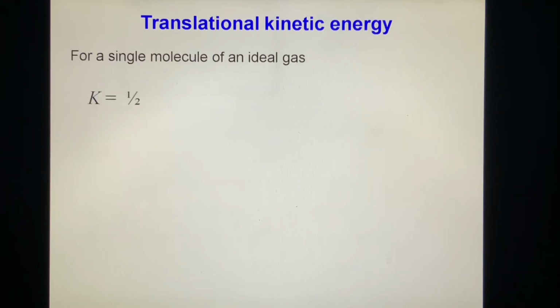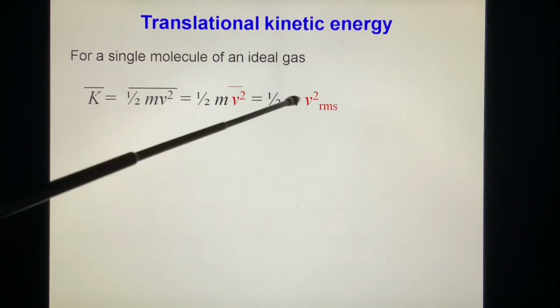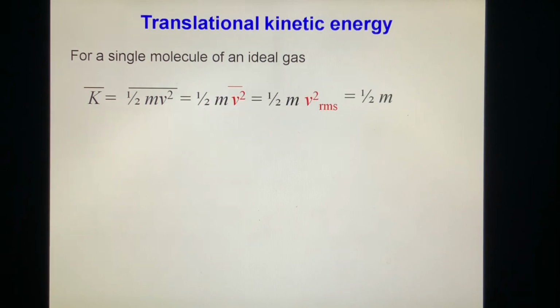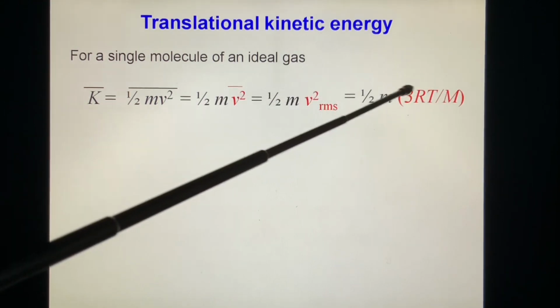Translational kinetic energy. For a single molecule of an ideal gas, we know K equals half m v squared. But the molecules are hit by other molecules and change speed, okay? So what we need is the average. And this v squared average, we know what it is. So we just calculate. By definition it's v root mean square squared, okay? And this number we already have, equal to 3RT over M.